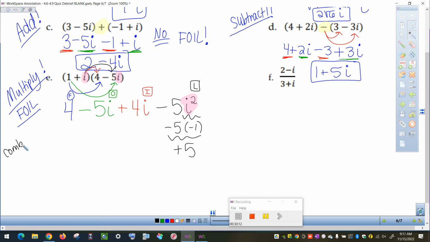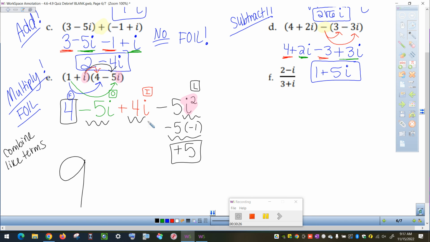Okay, then we're just combining like terms. So let's put the real part together. We have a 4 in front, we have a positive 5 at the end, so that's going to be 9. Then the imaginary parts go together. Negative 5i plus 4i is negative 1i. You can write it as negative 1i, or you can just write it as minus i.